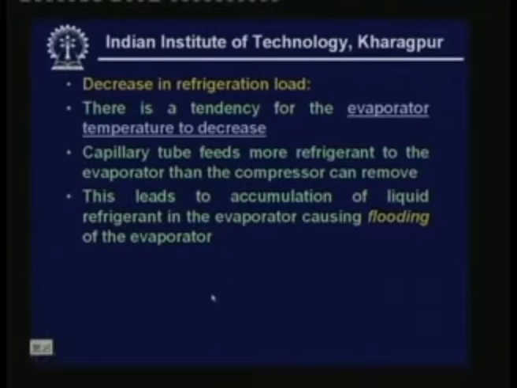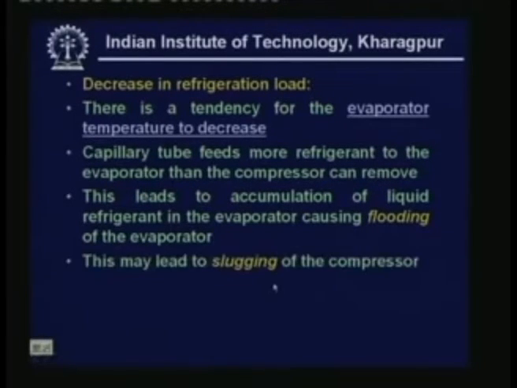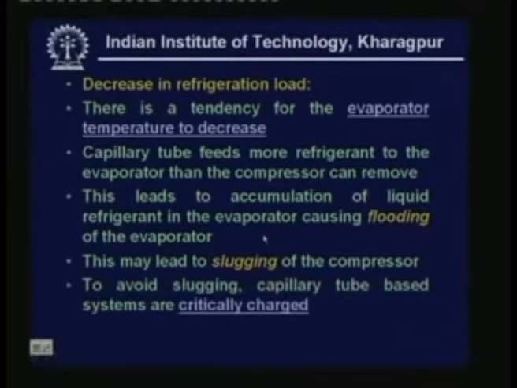This leads to accumulation of liquid refrigerant in the evaporator, causing flooding of the evaporator. This may lead to slugging of the compressor, and as you know, slugging of the compressor is dangerous and it should be avoided, otherwise the compressor may get damaged. So, to avoid slugging, capillary tube based systems are critically charged. So, what do we mean by a critically charged system?